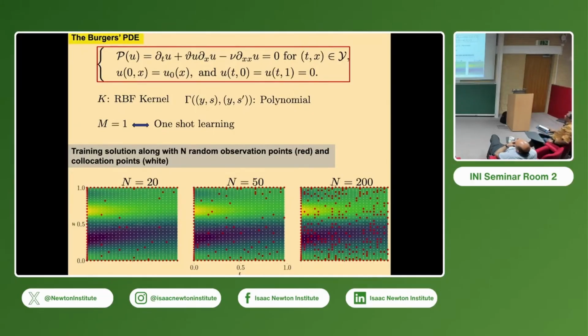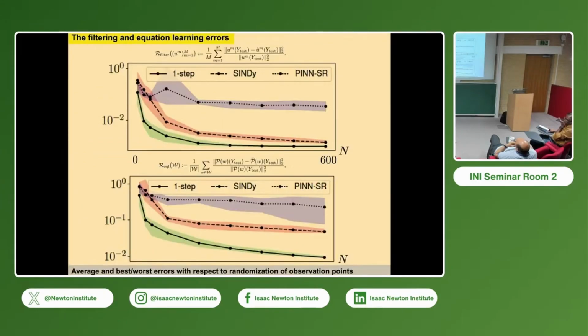This plot is showing the training solution along with n random observation points in red and collocation points in white. So here you have 20 observation points, 50 to 100. You are in the scarce data regime here. Okay, so these plots are showing the filtering and equation learning errors. In blue is what you get with sparse PINNs. In red is what you get with SINDy. And in green is what you get with this one-step kernel method. And those thicknesses correspond to the average and best and worst errors with respect to randomization of the observation points, right? So you have some randomness because you are randomizing the observation points.